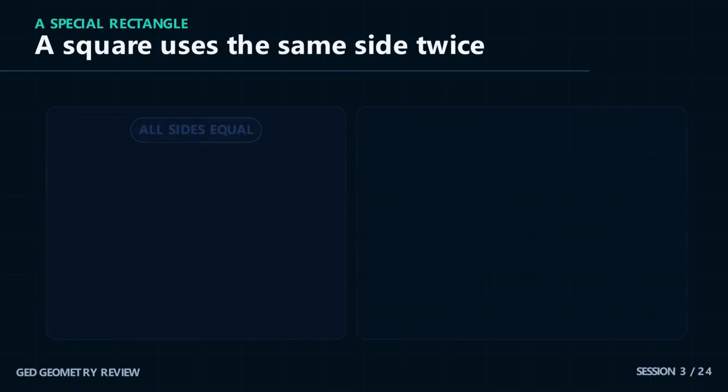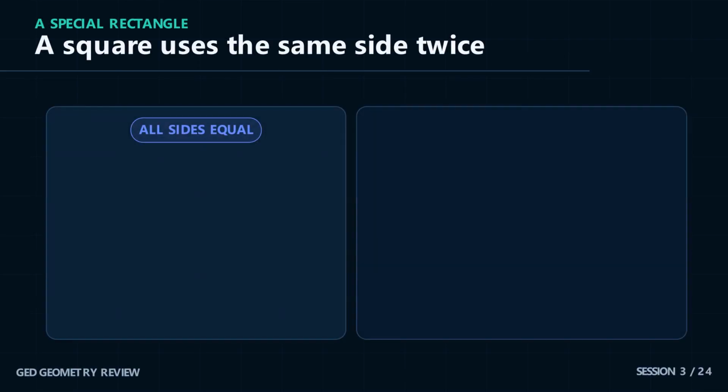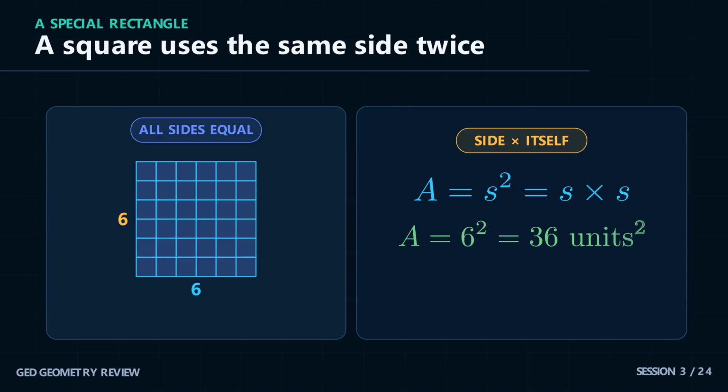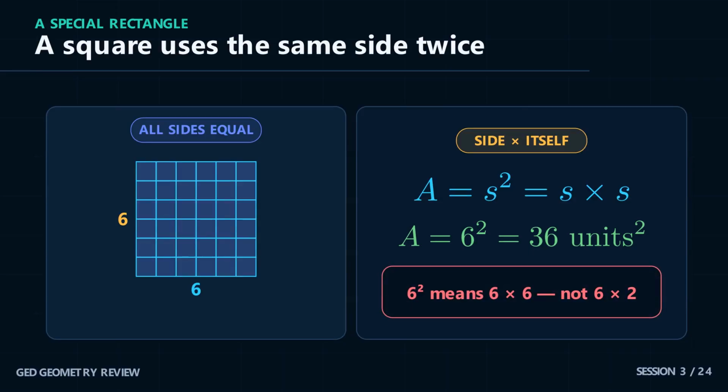A square is a special rectangle with 4 equal sides. If each side is s, then area equals s times s, which is written s squared. For a square with side length 6 units, the area is 6 squared, or 36 square units. Do not confuse squaring with doubling. 6 squared means 6 times 6, not 6 times 2. The exponent belongs to the number in the calculation and to the unit in the final label.